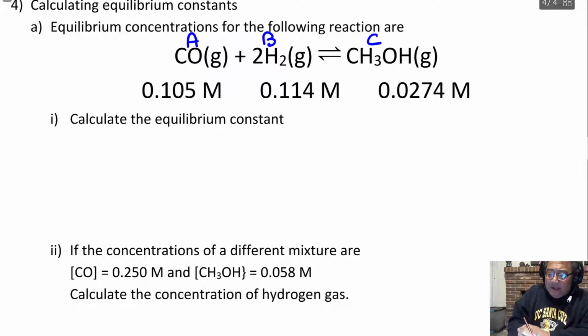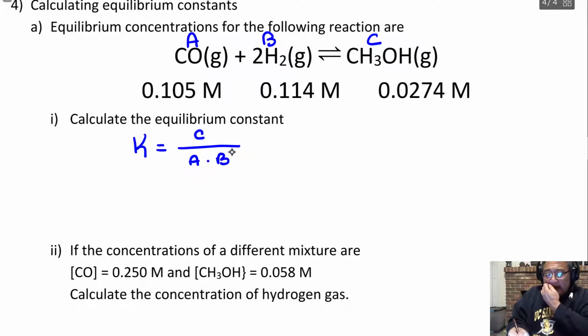So then I'm going to write K is going to be equal to C at the top, because remember it's products over reactants, divided by A times B. And then because there's a 2 here, I'm going to put a square. Now, I didn't put brackets, which you're supposed to have for molarity, but I'm treating A as the molarity of A and B as the molarity of B, so it makes the notation a lot simpler.